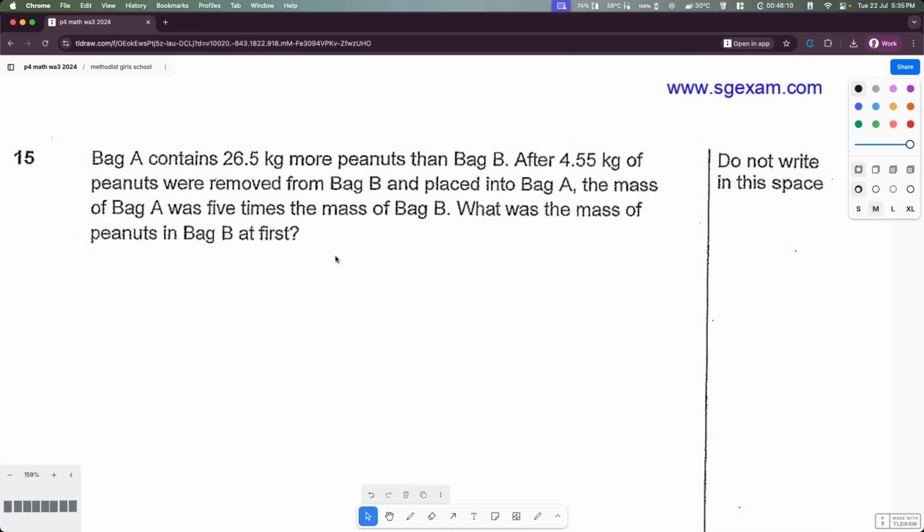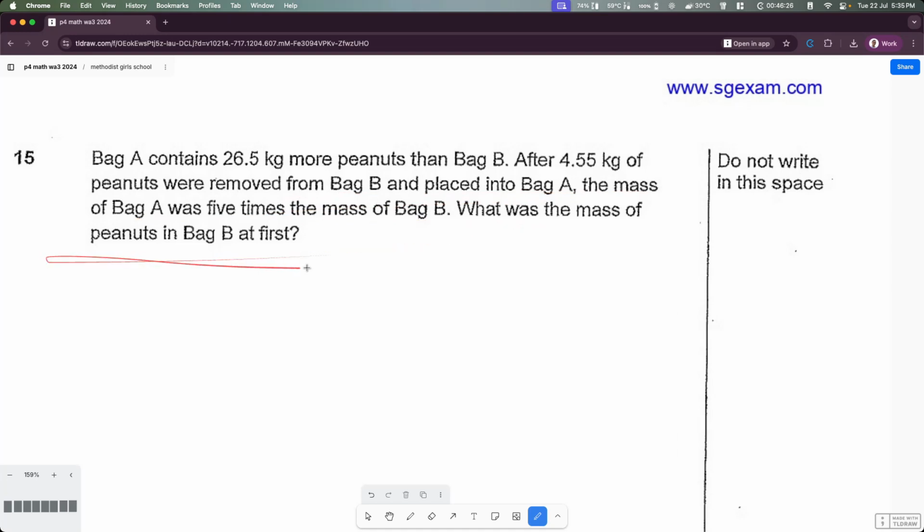Question 15. Okay, so bag A contains 26.5 kg more peanuts than bag B. After 4.5 kg of peanuts were removed from bag B and placed into bag A, the mass of bag A was 5 times the mass of bag B.